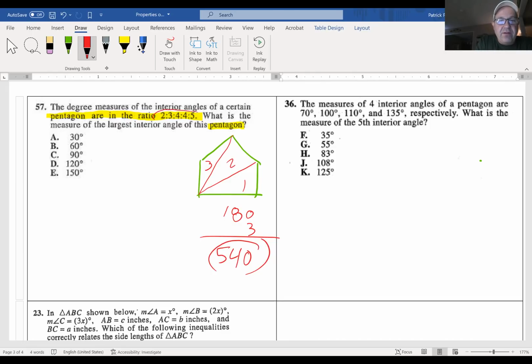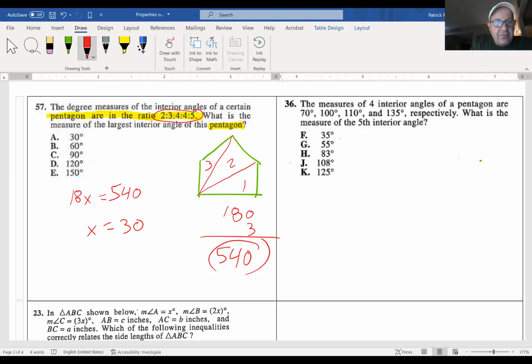Well, here they are, right? If I add up all those pieces, these all add up to 18, but they're all multiplied by something. So I'm going to say 18 times x. Not sure what x is, but it's got to give us a total of 540. Divide by 18, we wind up with 30.